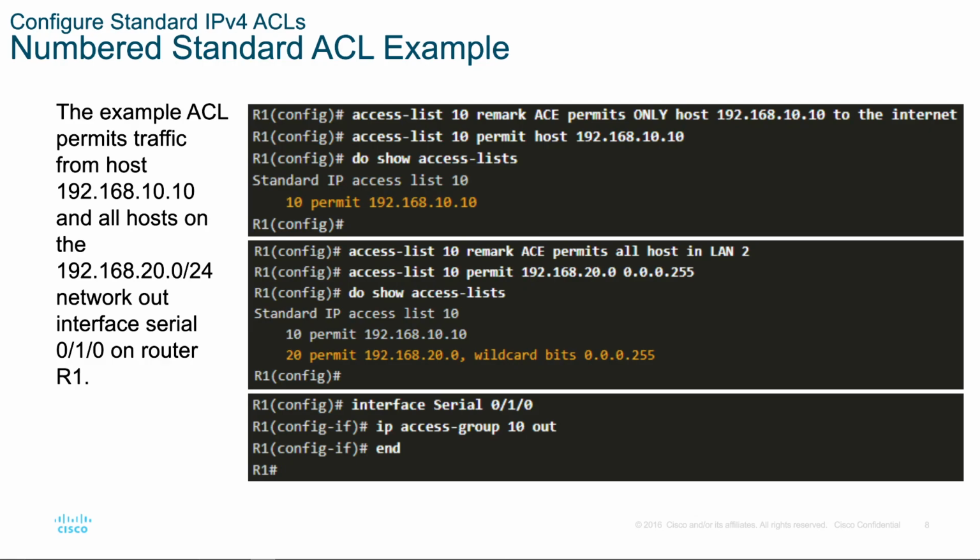So if you do the show access list now, you can see both of those lines in sequence, one after the other, and then you go to the interface and apply it.